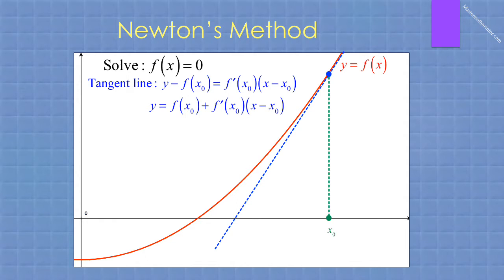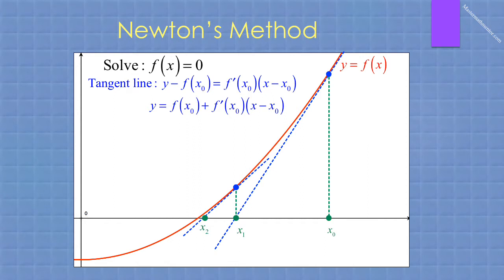So we start with an initial approximation, or guess, and we call it x0. In the figure, it is clear that x0 is not a good approximation of the root of f of x. We then find the tangent line to f at x0. This line is y equals f of x0 plus f prime of x0 times the quantity x minus x0.